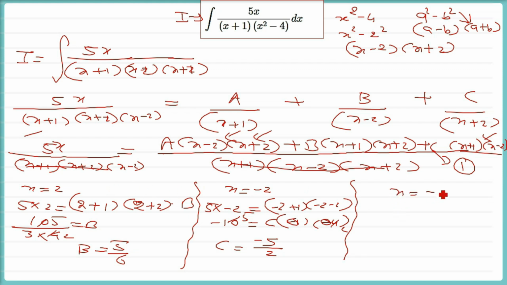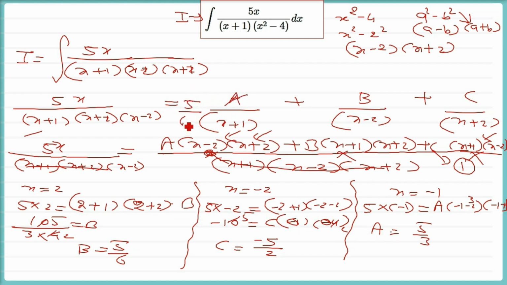Now what is remaining? Put x equals negative 1. Because B and C we have already evaluated, only the A will remain. So put x equals negative 1: on the left-hand side, 5 into negative 1; on the right, A into negative 1 minus 2 and negative 1 plus 2. So A became what? 5 by 3. So B is 5 by 6, C is negative 5 by 2, A is 5 by 3.